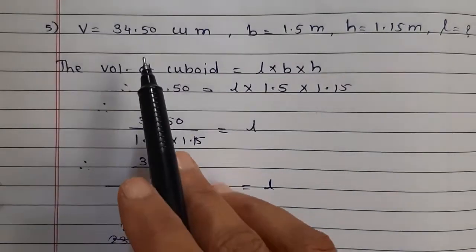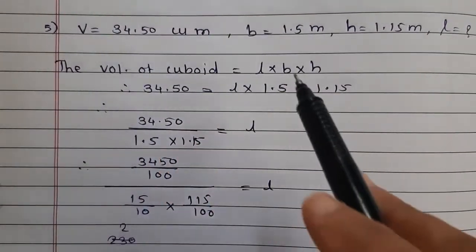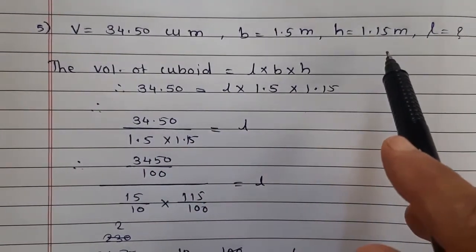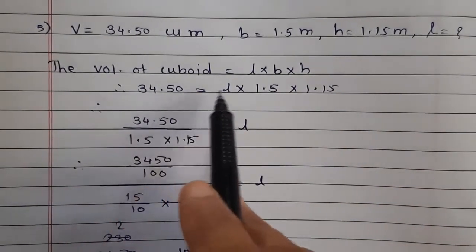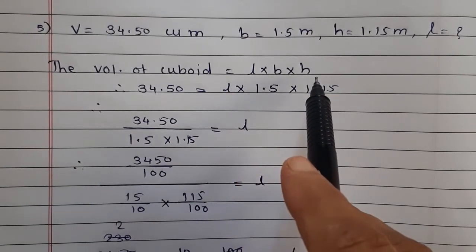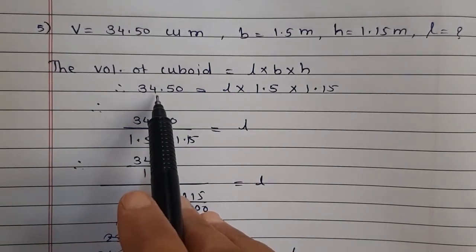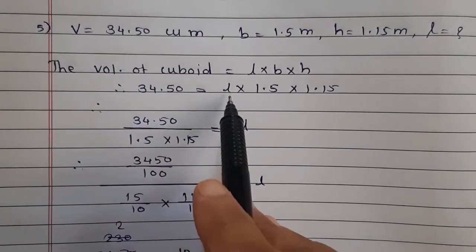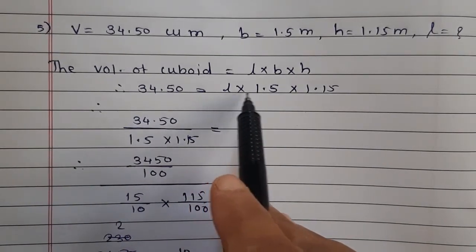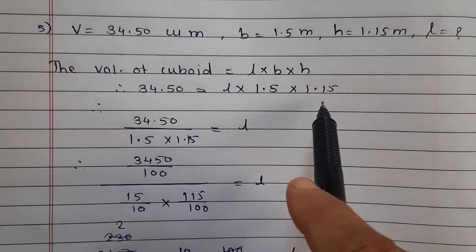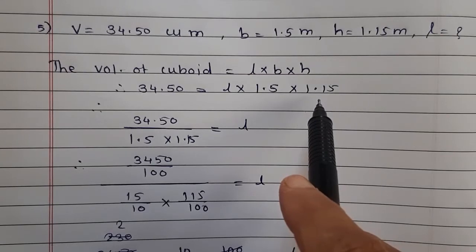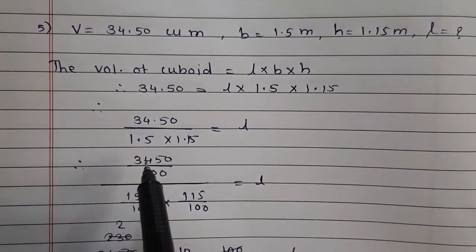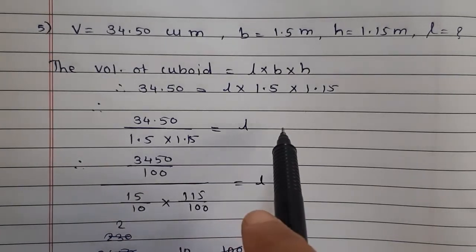See, volume is given 34.50 cubic meter. Breadth is given 1.5 meter. Height is given 1.15 meter. We have to find the length. We know the formula. Volume of cuboid equals length into breadth into height. So here volume of cuboid is given. We write 34.50 equals length, which we have to find, into breadth 1.5 and height 1.15. Now 1.5 into 1.15 is in multiplicative form. When we shift it to the left hand side, it becomes divide. So 34.50 divided by 1.5 into 1.15 equals L.